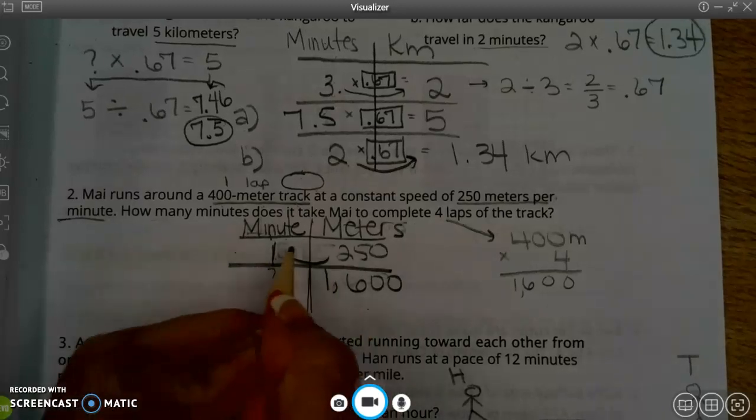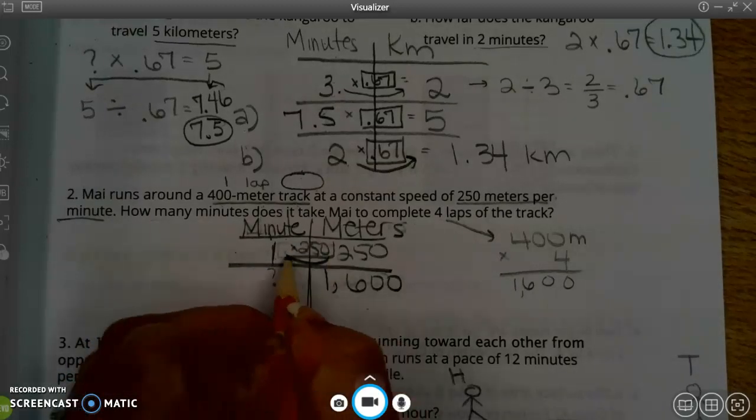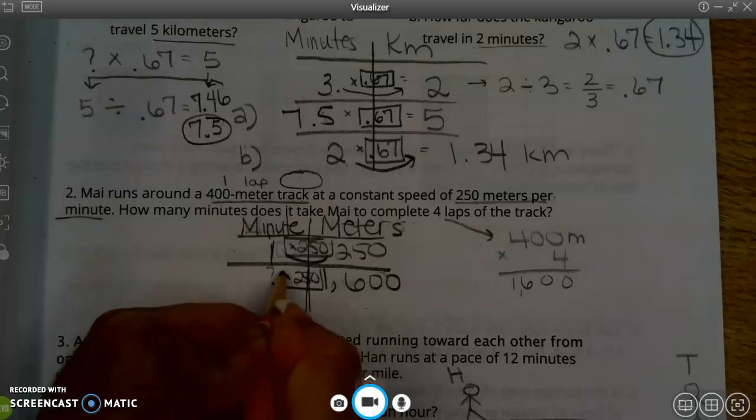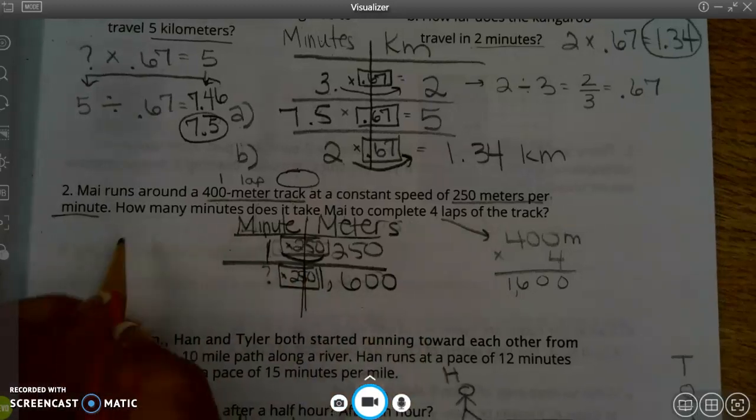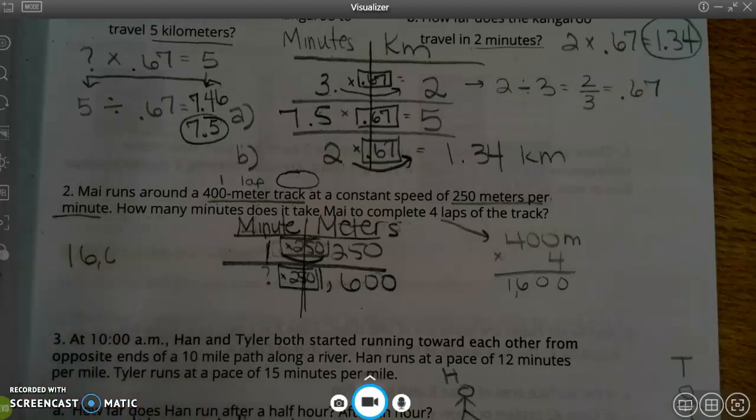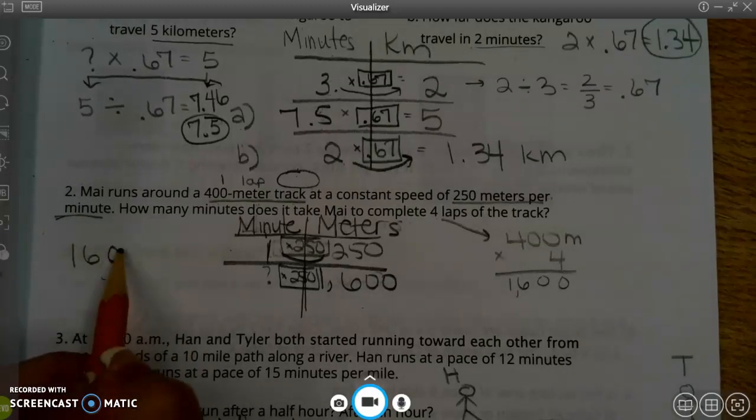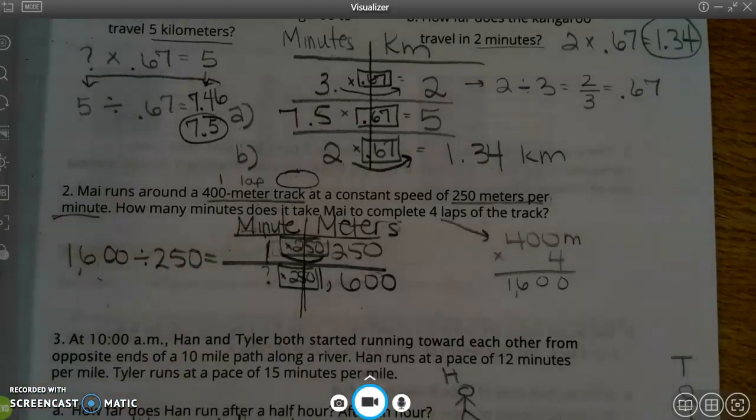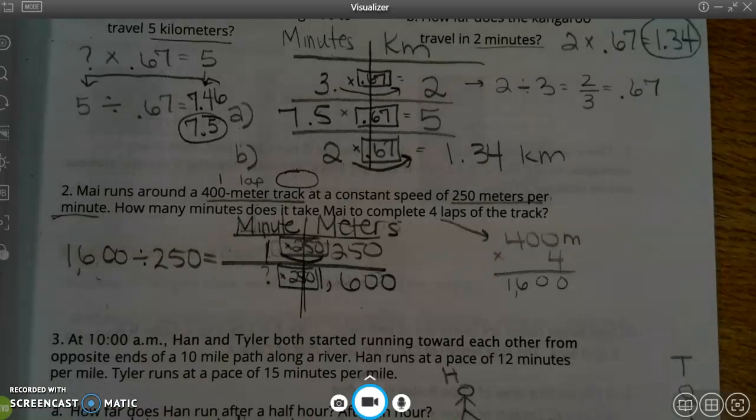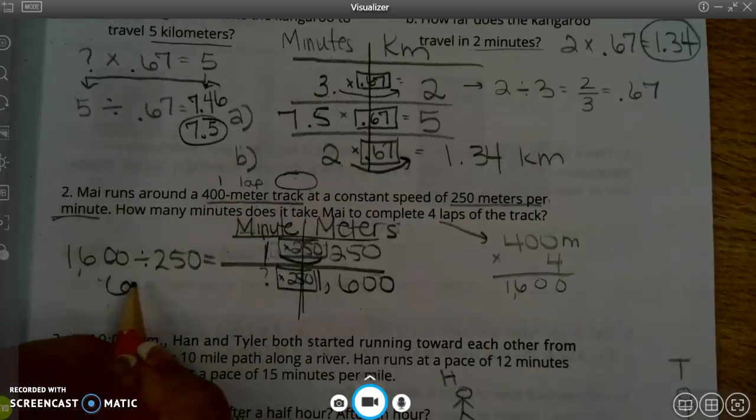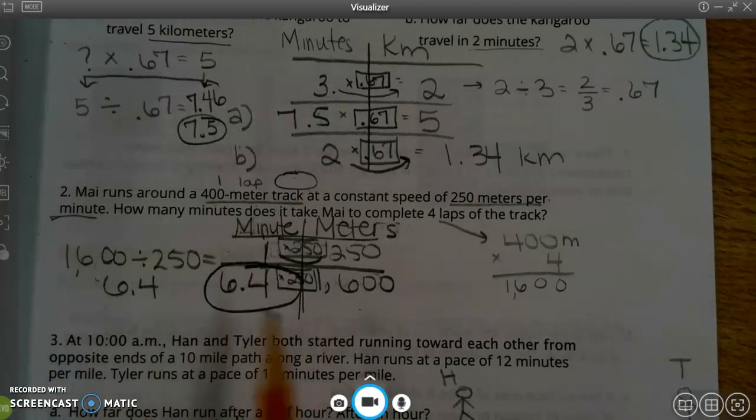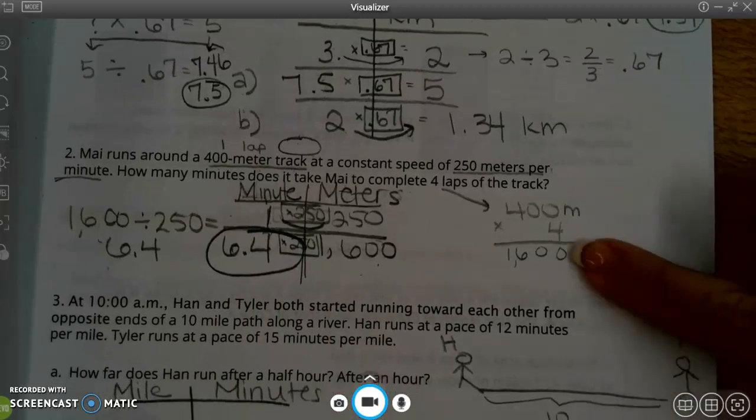I know my relationship that 1 times 250 equals 250. So whatever this number is, if I multiply it by 250 meters, it's going to be 1,600. So that helps me to see that I'm going to do 1,600 divided by 250, which equals, let me put it in my calculator, 6 4/10. So it would take 6 4/10 minutes to run 1,600 meters, or 4 laps.